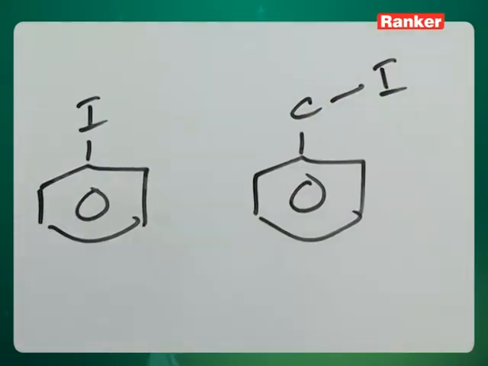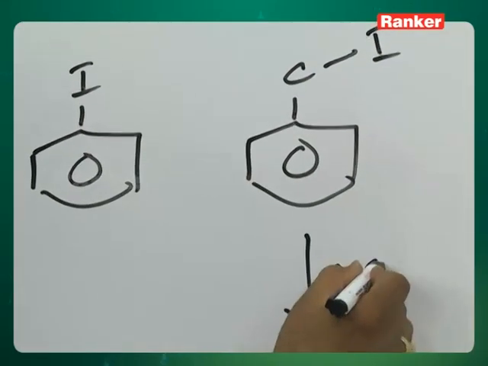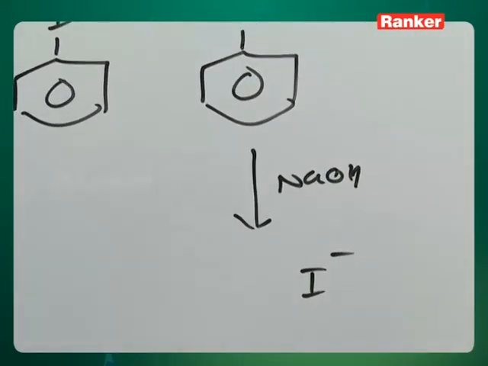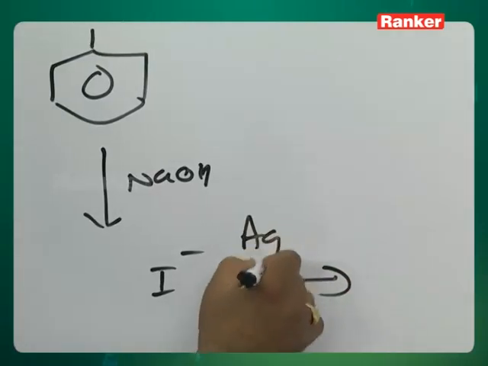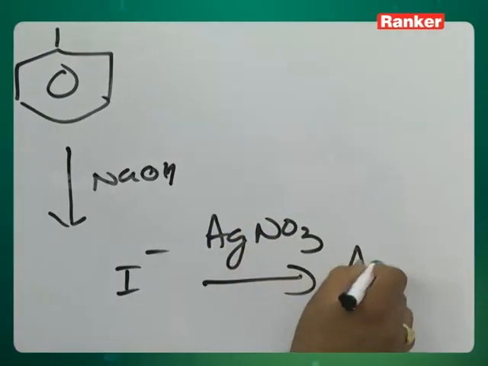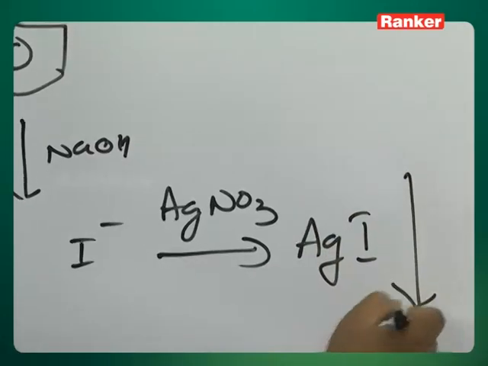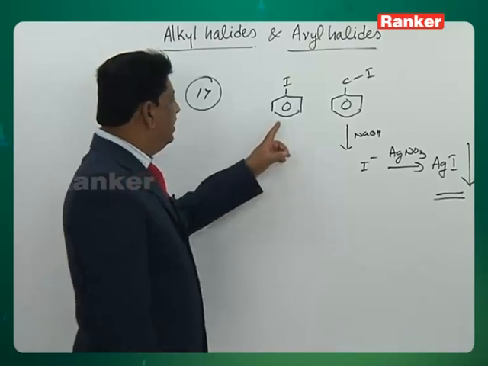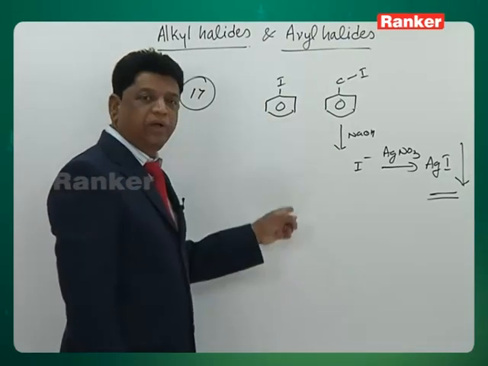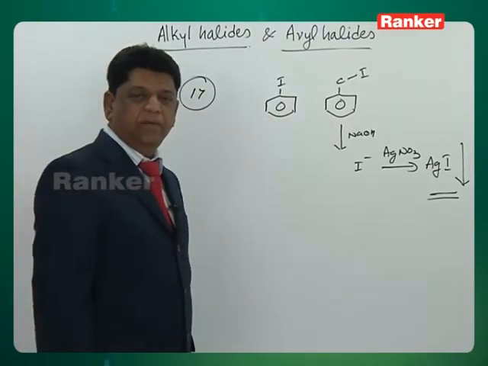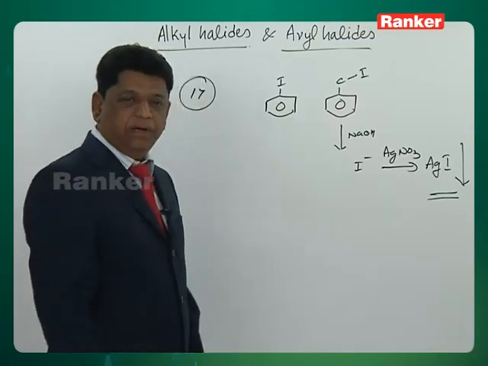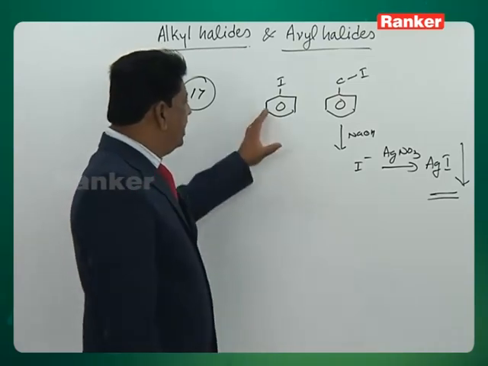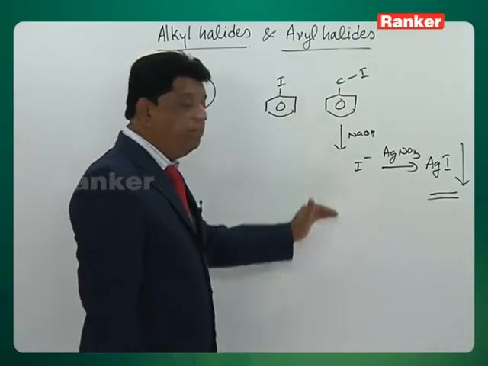When you boil with sodium hydroxide, hydrolysis takes place and I minus is released. When you add silver nitrate, it is converted into silver iodide. Therein you will get a yellow precipitate. Only benzyl iodide gives this reaction, whereas iodobenzene with sodium hydroxide is not that easy. A process called the Dow process, with high temperature and pressure, is required to hydrolyze it. So phenyl iodide will not readily hydrolyze, only benzyl iodide.